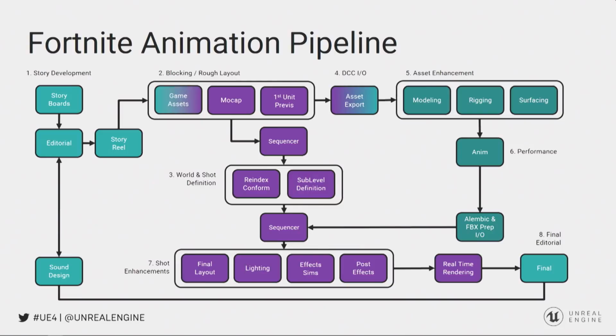Okay, so we still have a similar start. We start off in storyboards, we send them to editorial, they create a story reel, and it feeds with the game assets into a motion capture first unit previs phase that ultimately sends all that data into Sequencer, in which we start to construct our sequence. And this process, we're gonna go over step by step.